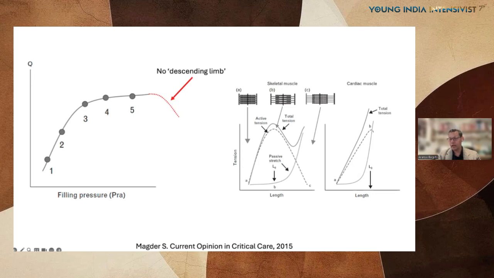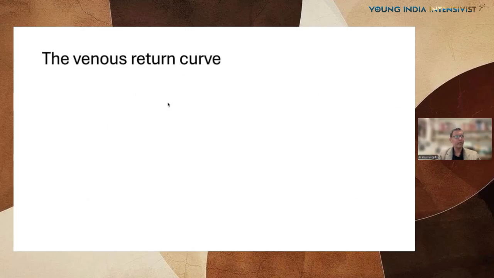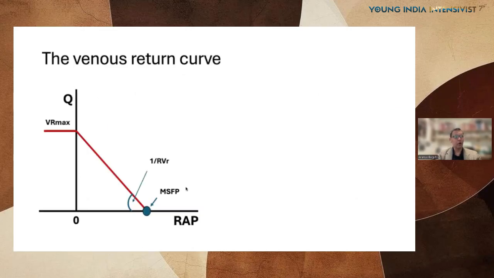So this happens when you're dying, and that's when you see a descending limb. In normal circumstances, there is no descending limb with the Starling curve. The venous return curve, this is not Guyton's innovation. Other people have studied the venous return curve, but this is how he defines it, right?